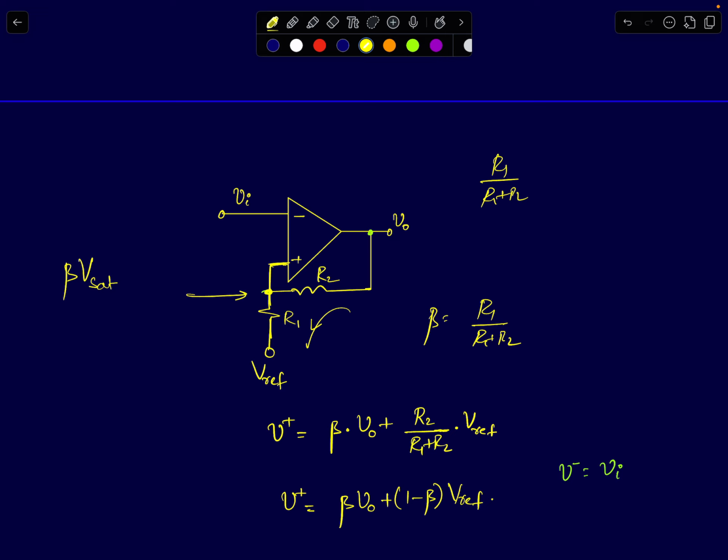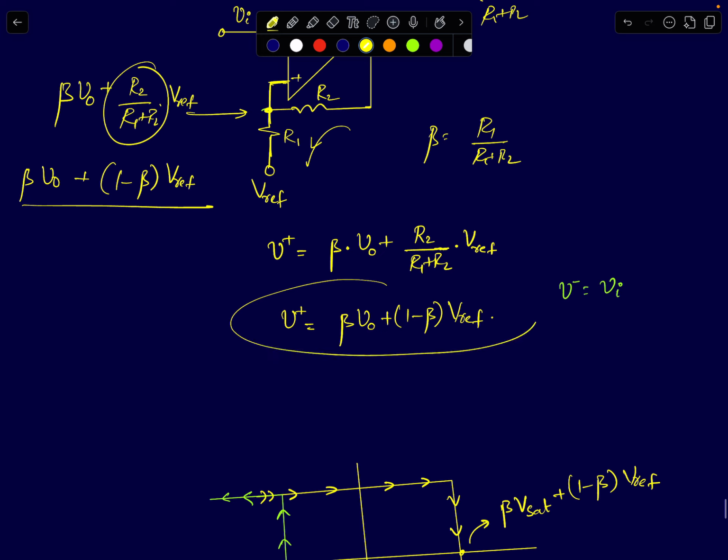Now the voltage at this point will be beta times V naught, where V naught can be plus Vsat or minus Vsat, plus R2 by R1 plus R2 times Vref. I can just use superposition to show this. Now R2 by R1 plus R2 can be written as 1 minus R1 by R1 plus R2, which is 1 minus beta. So the feedback voltage is beta times V naught plus 1 minus beta times Vref.